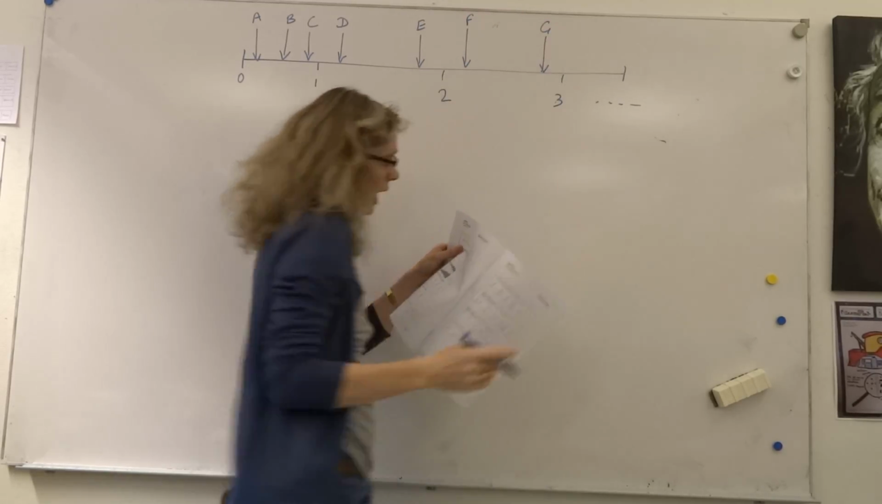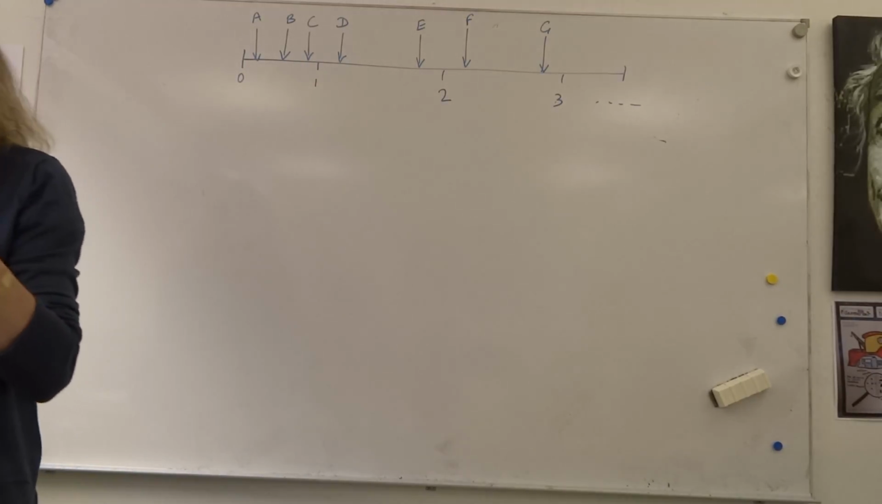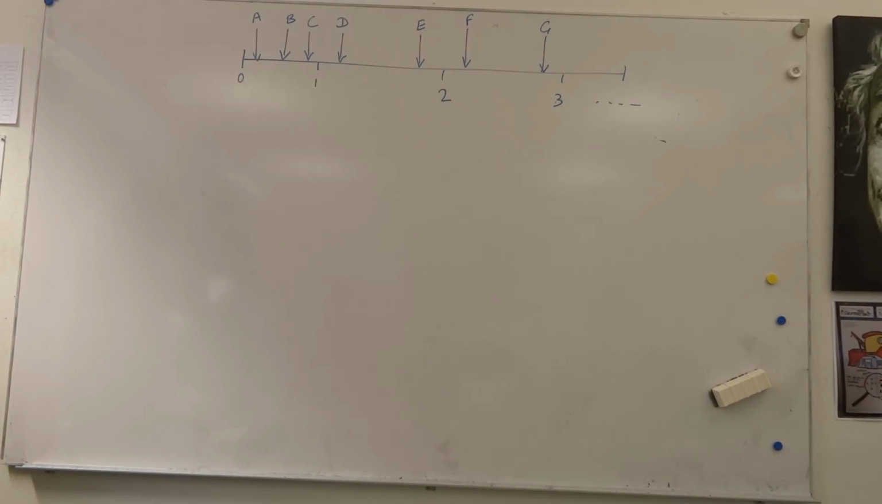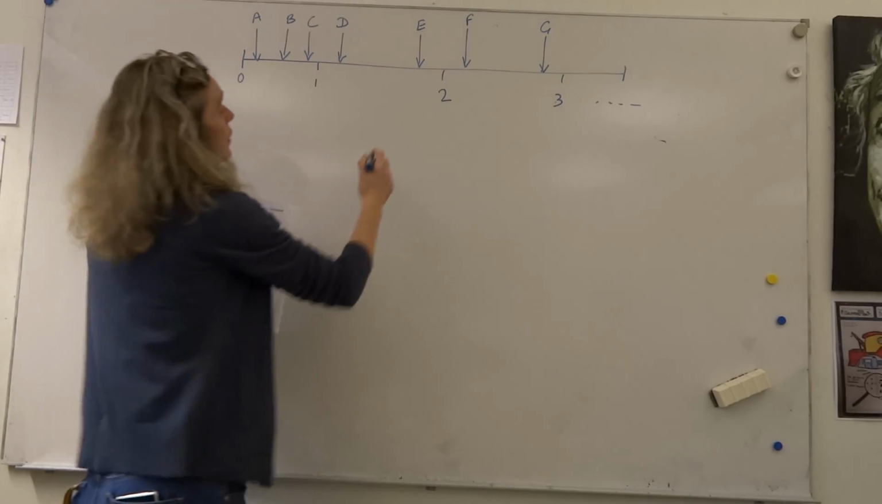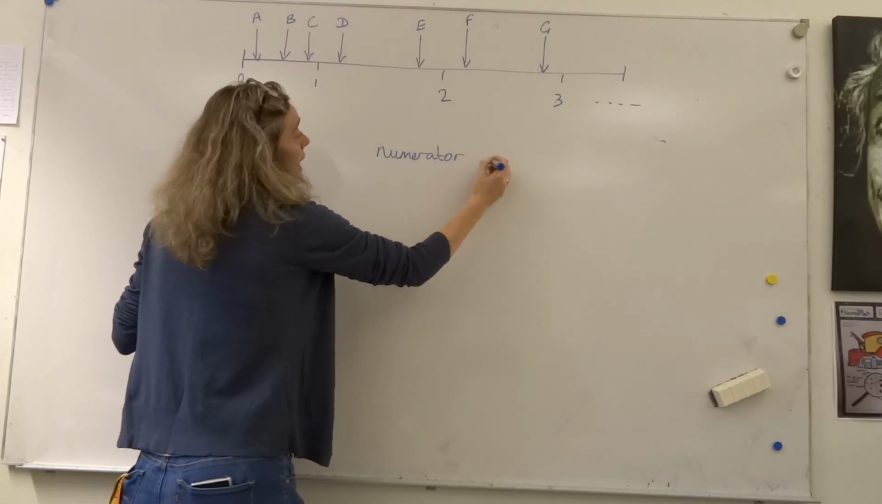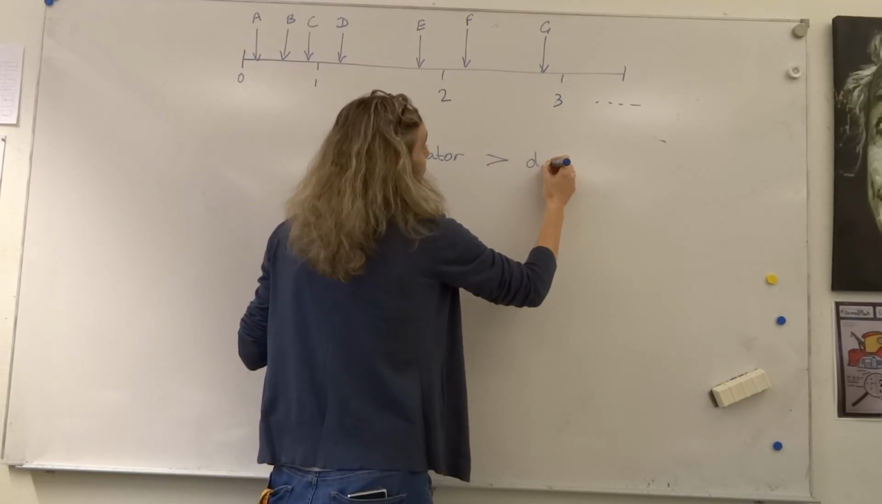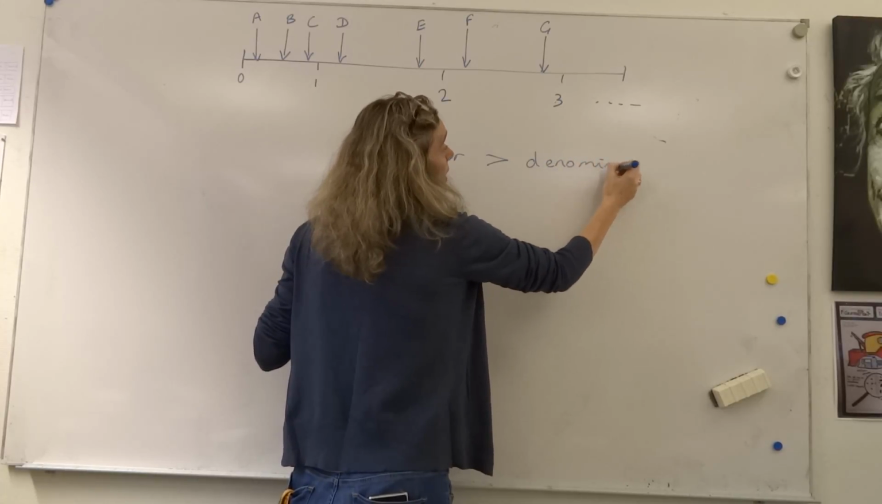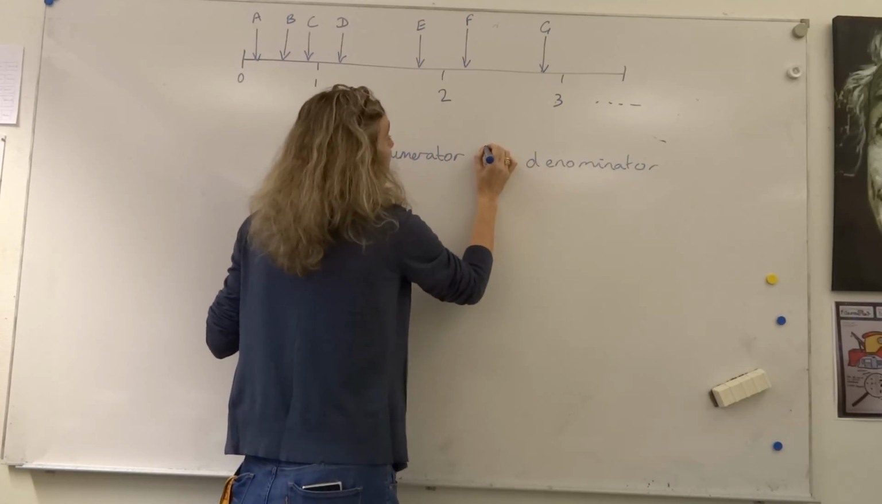And they told you that you've got a fraction where the numerator, the top number, is slightly larger than the denominator, but only slightly. So let's take an example of 1.